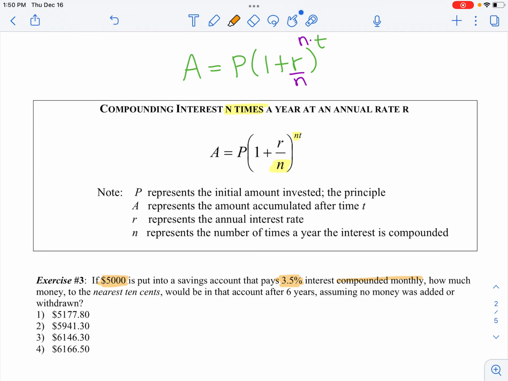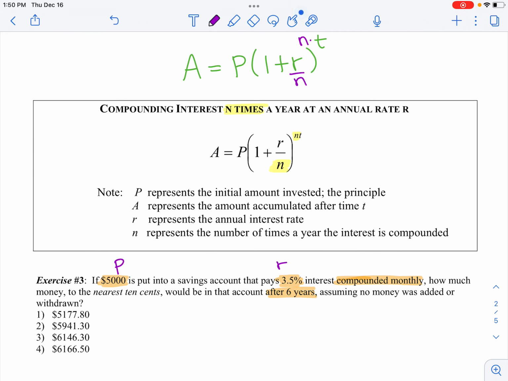We're being compounded monthly here with our rate. How much money to the nearest 10 cents would be in the account after 6 years, assuming nothing was added or withdrawn? So let's just think about what we have here. So our initial amount, or P, is our $5,000.